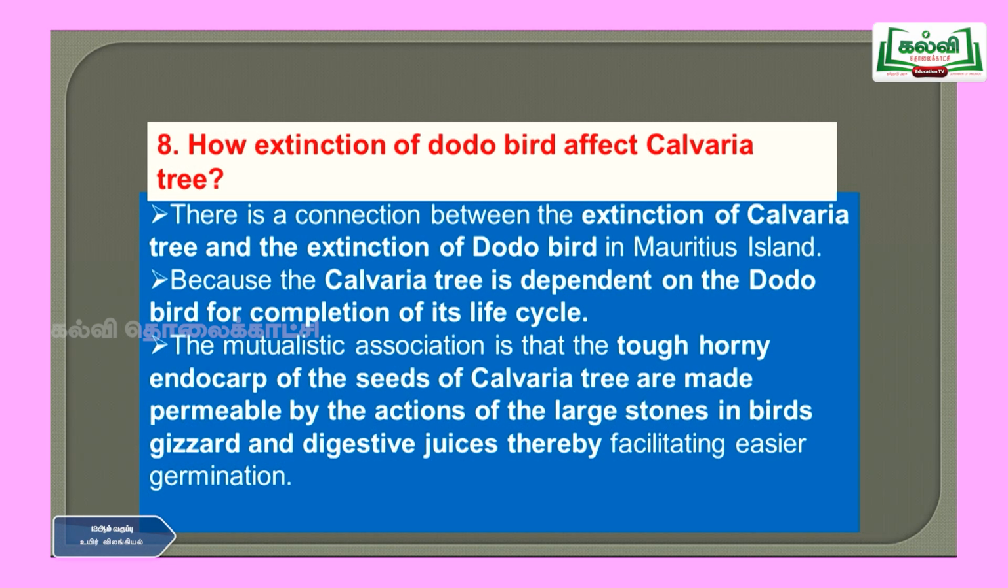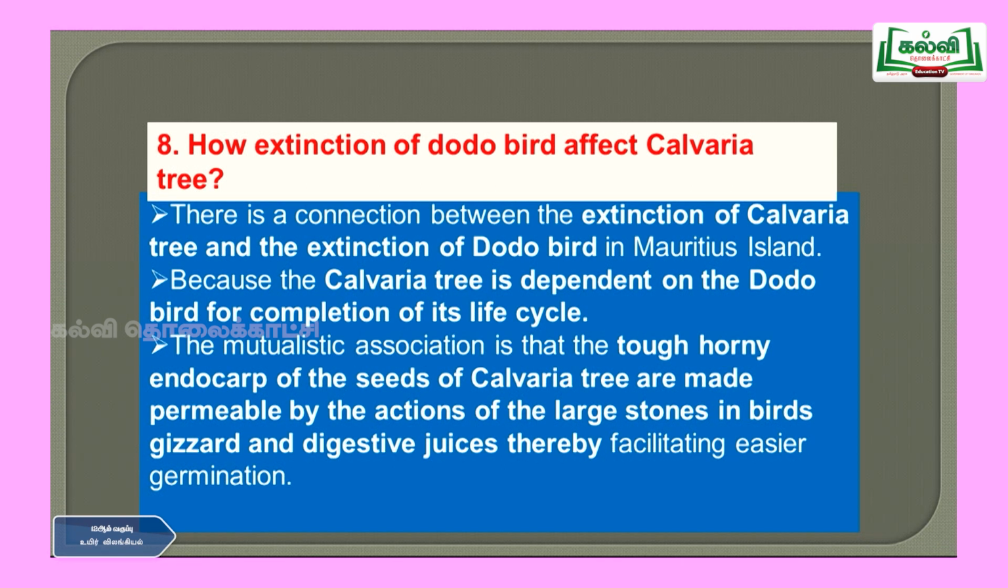Then question number 8: how does the extinction of the dodo bird affect the Calvaria tree? This is a connection between the Calvaria tree and the extinction of the dodo bird on Mauritius Island, because the Calvaria tree is dependent on the dodo bird for the completion of its life cycle. That means there is a mutual association between both.